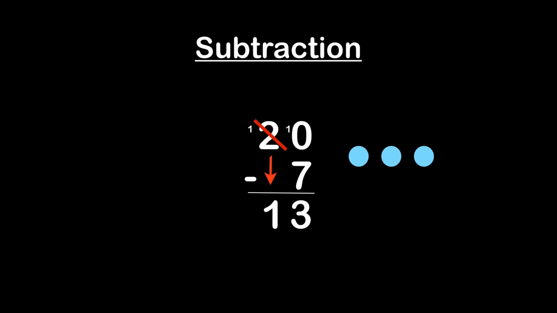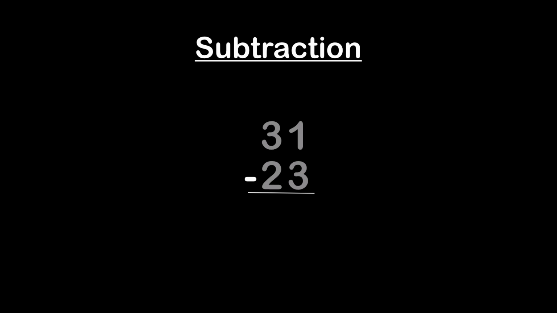For our next problem, let's take a look at 31 minus 23. The first thing we want to do is come to the column on the right as we did in our last problem and say 1 minus 3. You can't subtract a bigger number from a smaller number, so we do the following. We come to the column on the left where we have a 3 and borrow 1.